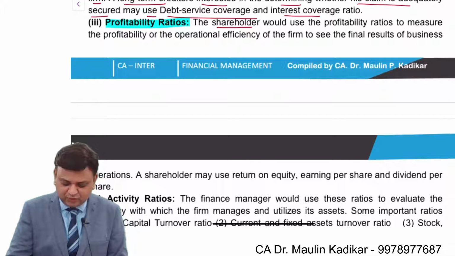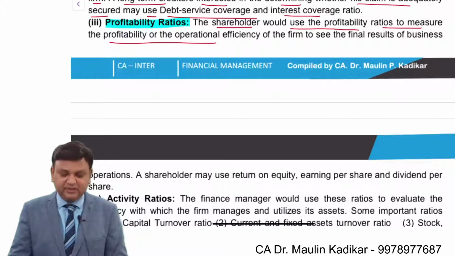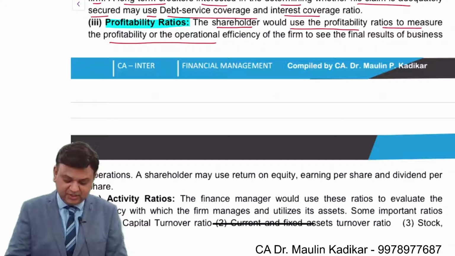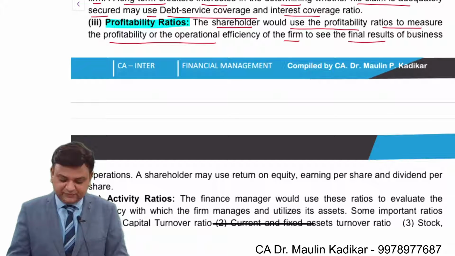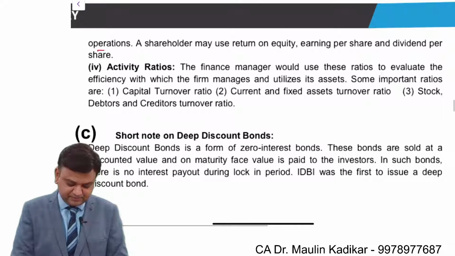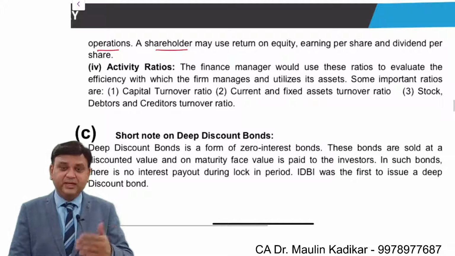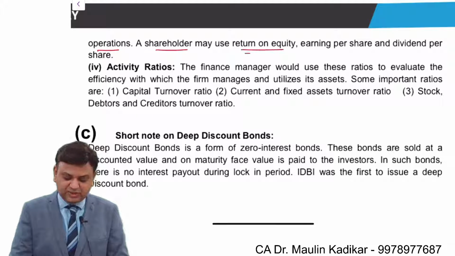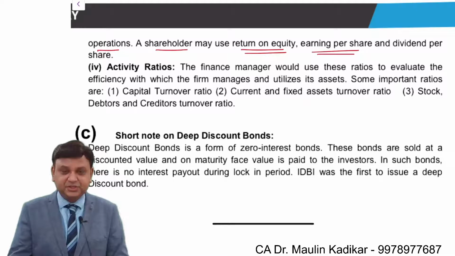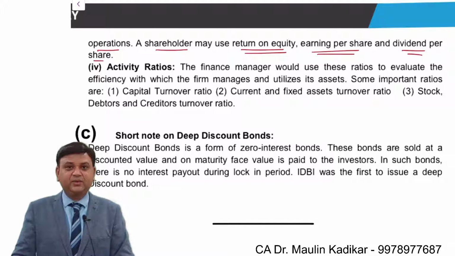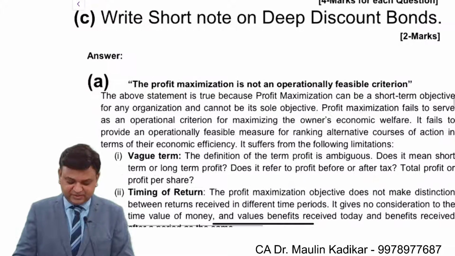The shareholder would use the profitability ratios to measure the profitability or operational efficiency of the firm, to see the final result of a business operation. A shareholder may use return on equity, earning per share, dividend per share. So these things are required to be calculated from the investor point of view.